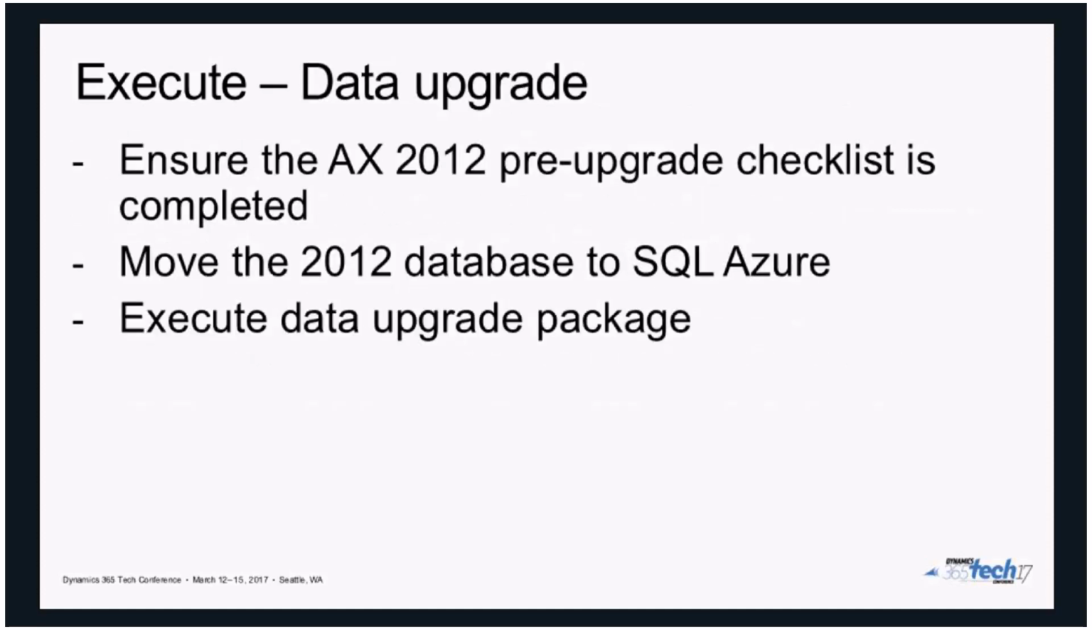So during the data upgrade, ensure that your pre-upgrade checklist is completed. Move your 2012 database to SQL Azure. Obviously, AX2012 is on SQL 2016 or 2000 or the previous version, so you have to move it to the cloud. You have to move it to SQL Azure and execute the data upgrade package to actually start the data upgrade. This is the data upgrade process.